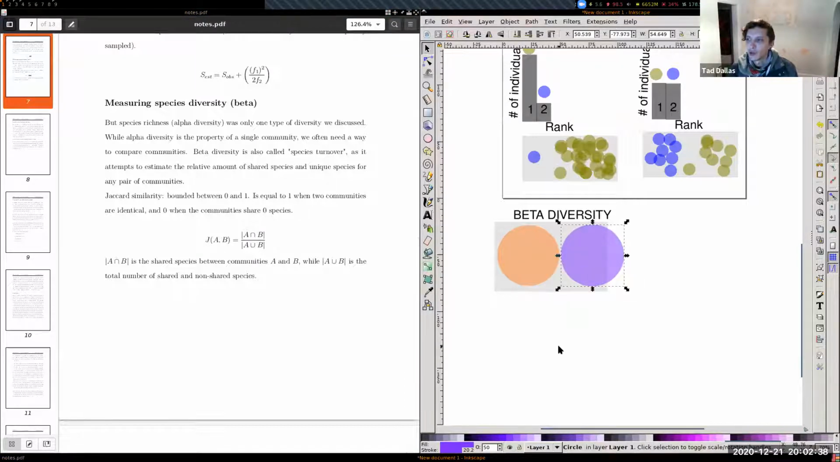When you have two communities that are completely dissimilar, there's no overlap, there's no shared component, that means this intersection is 0 and this index is 0. Okay.